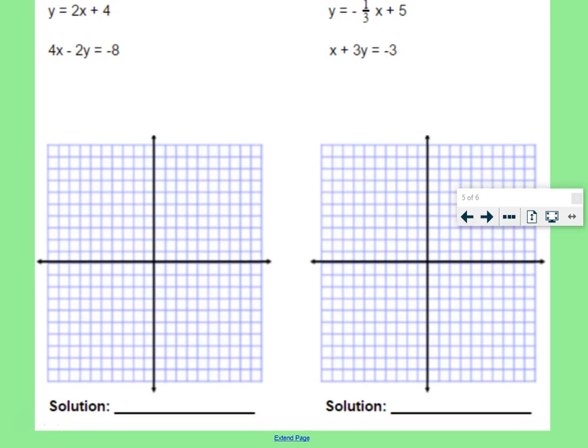Alright, we have y equals 2x plus 4. Slope, y-intercept, we go up to 4 on our y-axis. Slope is 2 over 1, which means we're going to go up 2, right 1 or down 2, left 1. Remember, we want as many points on our graph as possible.